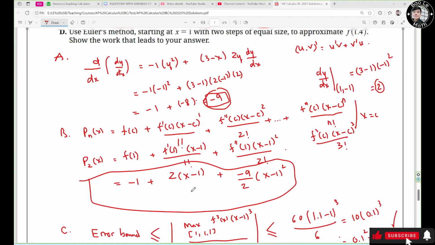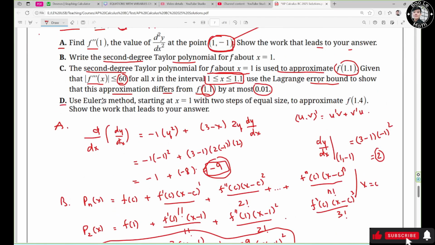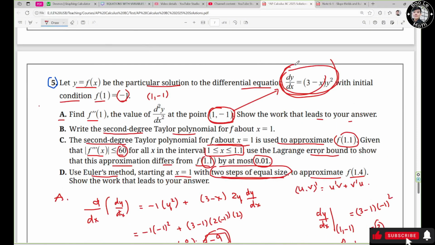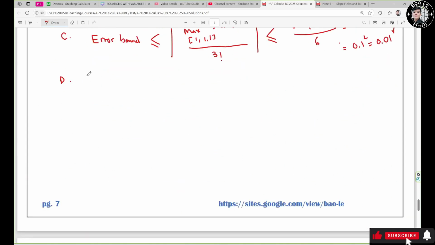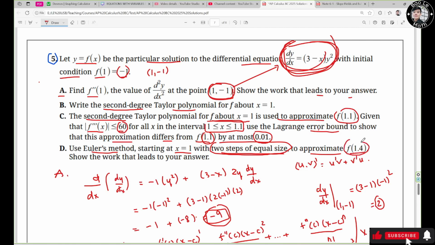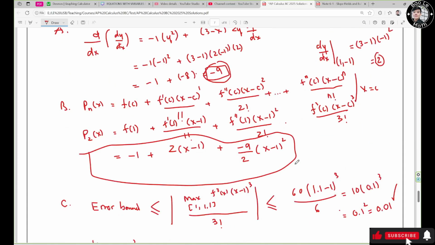Now let's move on to question D. Use Euler's method starting at s equals 1 with 2 steps of equal size to approximate f of 1.4. Show the work that leads to your answer. dy/ds is going to be (3 minus s) times y squared. So we copy over here. Find f of 1.4, right? Given the starting point is s equals 1 with 2 steps of equal size, right?